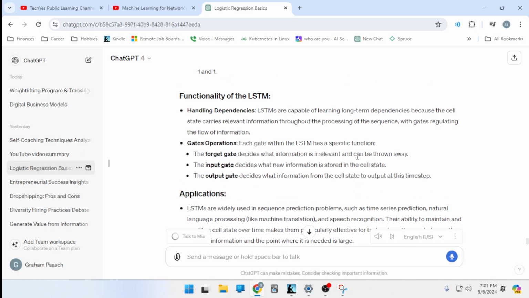Functionality of the LSTM. Handling dependencies. LSTMs are capable of learning long-term dependencies because the cell state carries relevant information throughout the processing of the sequence, with gates regulating the flow of information. Gate operations. Each gate within the LSTM has a specific function. The forget gate decides what information is irrelevant and can be thrown away. The input gate decides what new information is stored in the cell state. The output gate decides what information from the cell state to output at this time step.